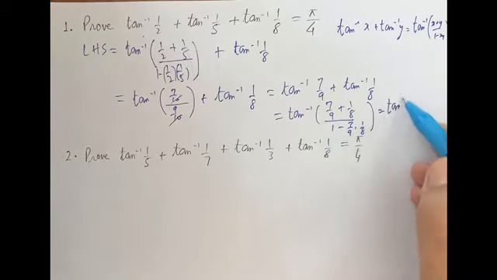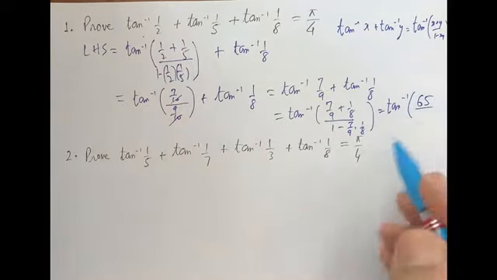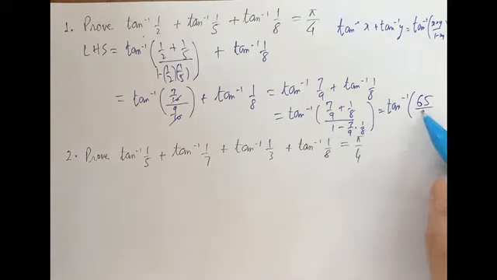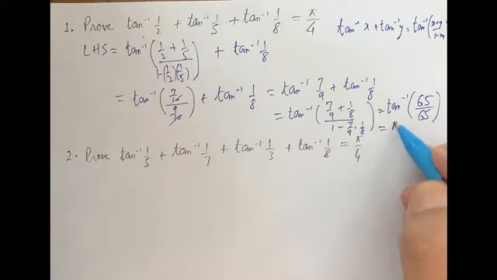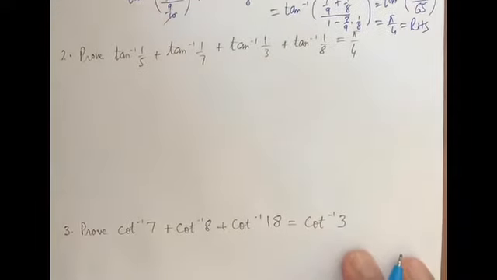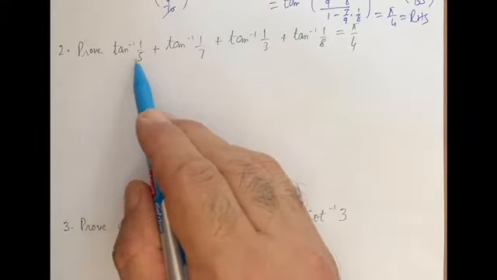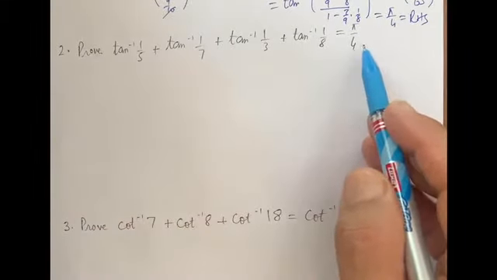This is tan inverse of, this will be 56 plus 9, 65. This is 72 minus 7, this is also 65. So this is tan inverse of 1, and this is equal to pi by 4, same as the right hand side. Next one. This is a similar question. We have to prove sum of 3 tan inverses is equal to pi by 4.